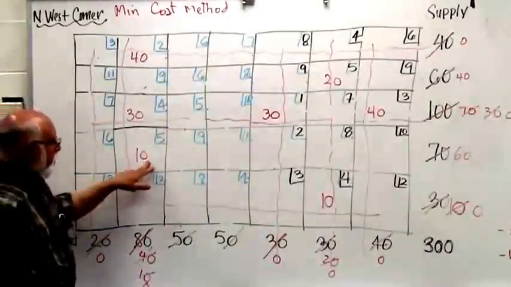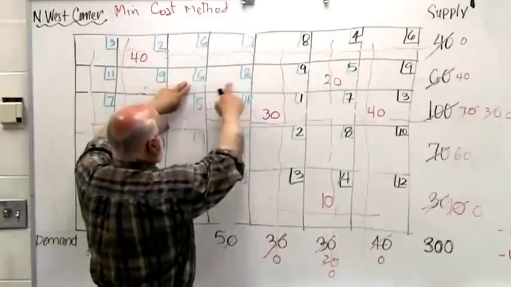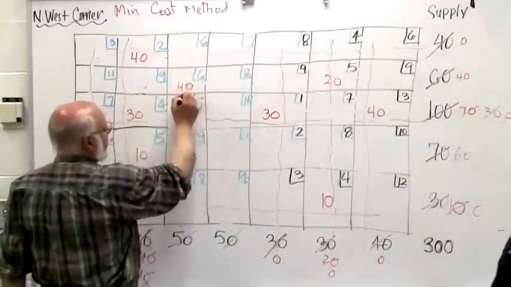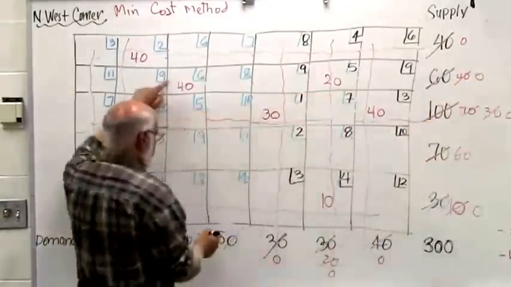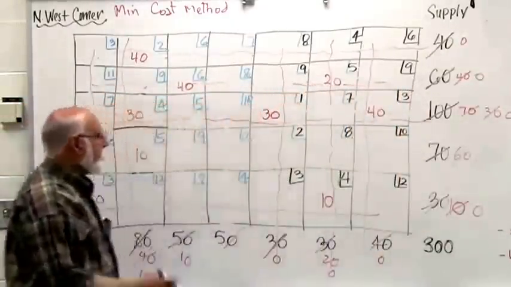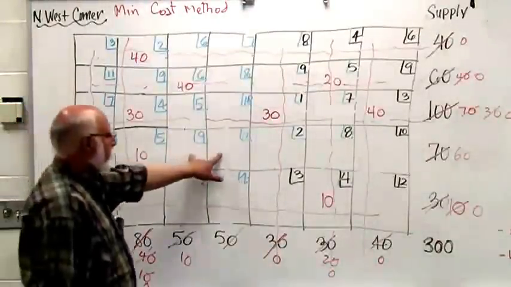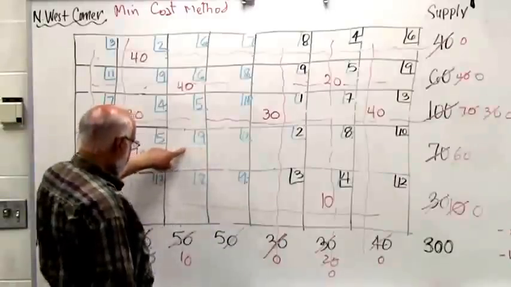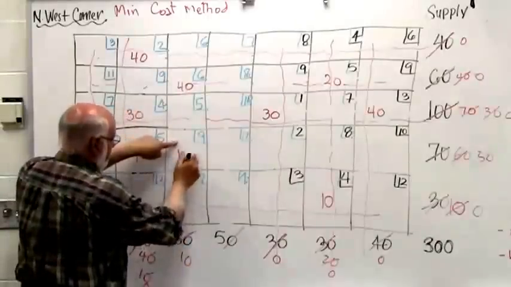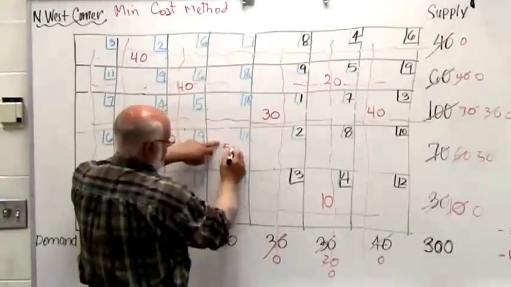And 5 is gone. 6. There's a 6 there. There's a 6 there. There's an 8. There's a 9. And there is a 12. There's a 6 in here. Between 40 and 50, I can assign 40. This will go to 0. This will go to 10. That is gone. There are only 2 boxes remaining. 9. 10 is assigned here. That's 50. That's zero, that is gone, and 50 goes here.